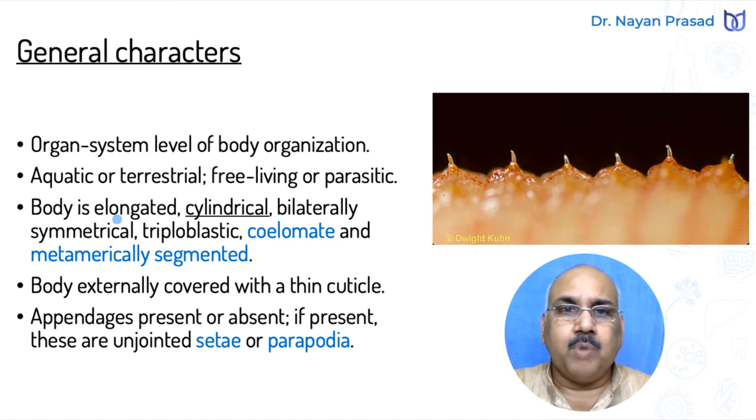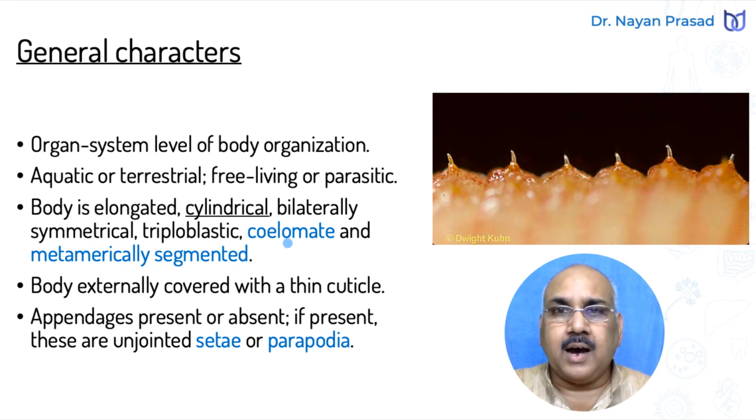In them, body is elongated, cylindrical, bilaterally symmetrical, means right and left side similar. They are triploblastic organisms having 3 layers of germinal cells, ectoderm, mesoderm, endoderm. Remember, triploblastic animals are in Platyhelminthes and Nemathelminthes also, and in all remaining groups, triploblastic condition is found.